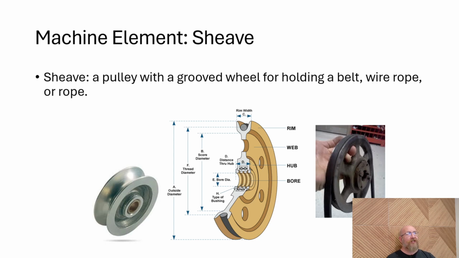So let's start talking about machine elements here. And we're going to talk about belt drives first. It's kind of one of the most simple ones. They rely on friction. A sheave is essentially a pulley with a grooved wheel for holding a belt, a wire rope, or a rope. And so that's what we call that wheel that you see in a pulley. It's a sheave. And this gives you a good diagram. You can kind of examine this on your own time to get a handle on some of the terminology involved in it.